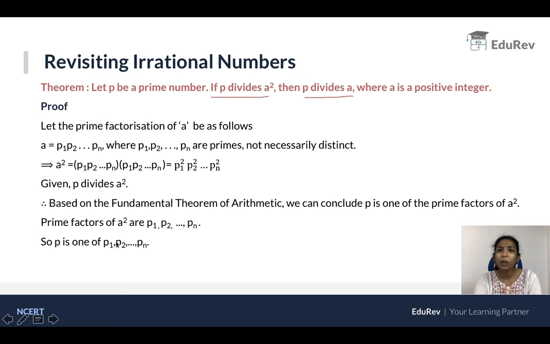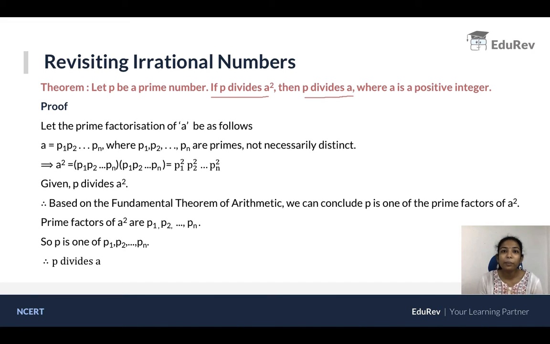So P should be one among P1, P2 and so on Pn, because P is the prime factor that divides A square, and prime factors of A square are nothing but P1, P2 and so on till Pn. With these two statements, I am coming to a conclusion that P is one of P1, P2 and so on Pn. If P belongs to any one of these elements, then it will divide A. Why? Because A is nothing but the product of P1, P2 and so on Pn, right? If P belongs to any one of those elements, obviously it should divide A. So we can come to the conclusion that P divides A.